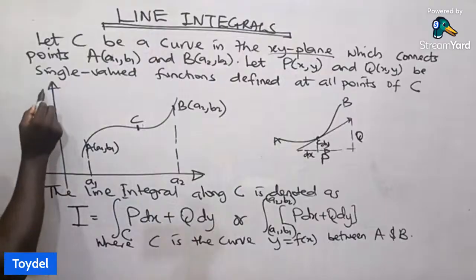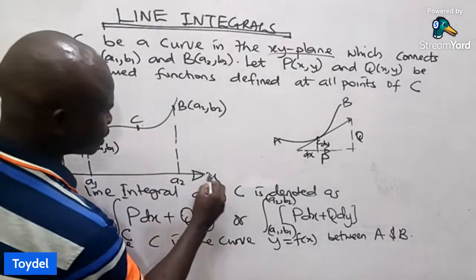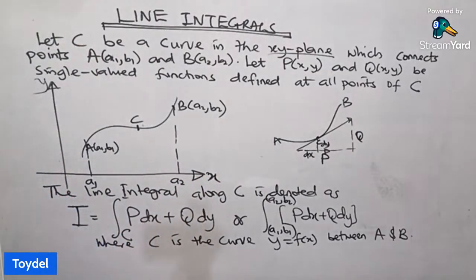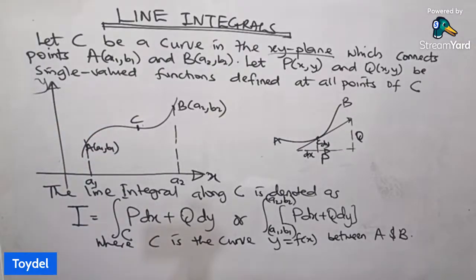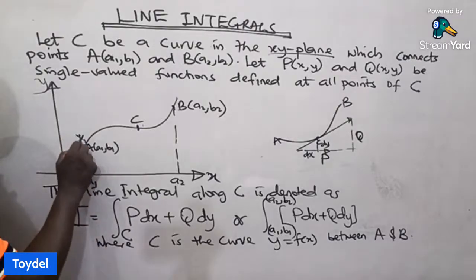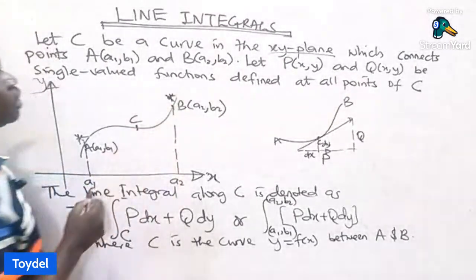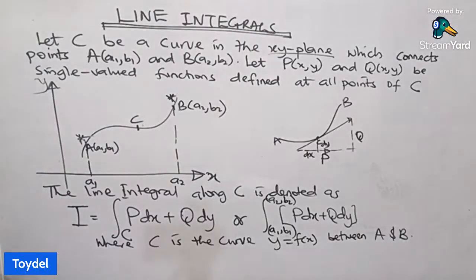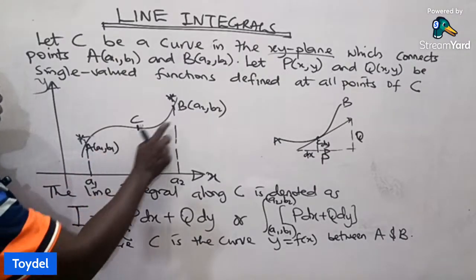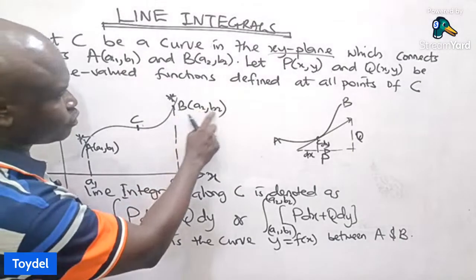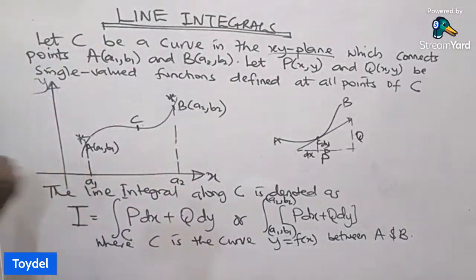This is an xy plane. Here is y and this is x. So in an xy plane, a curve C connects points A and B. This is point A and this is point B. Point A has coordinates A1, B1, then point B has A2, B2. Those are the coordinates of the two points.